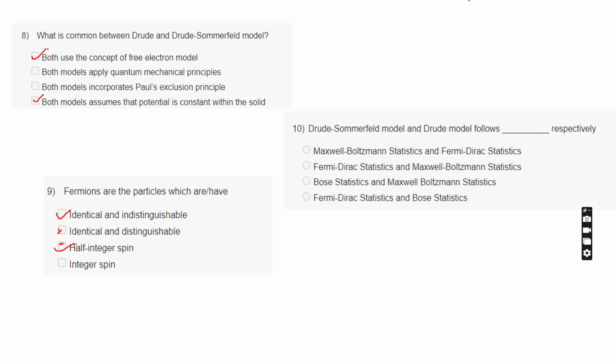Now next question. Sommerfeld model and Drude model follow which statistics? Read the question carefully. Which one is first? Fermi-Dirac statistics and Maxwell-Boltzmann statistics. Yes.